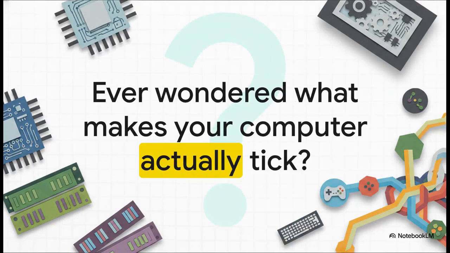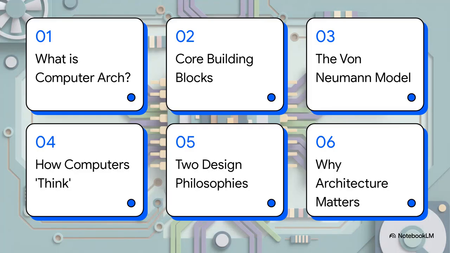Seriously, just for a second, think about it. What is it that lets that little device in your pocket or the big machine on your desk actually do anything? It's not magic. It all comes down to a foundational design, a set of rules, known as its architecture. And that's exactly what we're going to dive into.